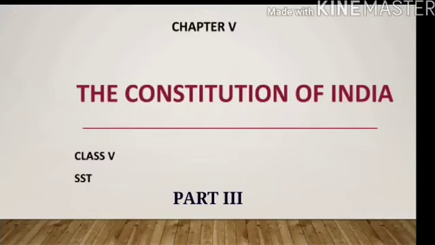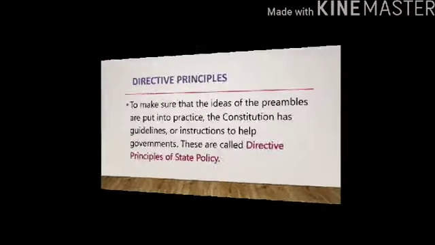Today we will cover part 3 of chapter 5, The Constitution of India from a class 5 SST book. In part 1, we studied about the making of the Constitution of India. We also studied that there are some important parts in our constitution. They are preamble, directive principles, fundamental rights and fundamental duties. We already studied about preamble in part 2. In this part 3, we will study about the directive principles.